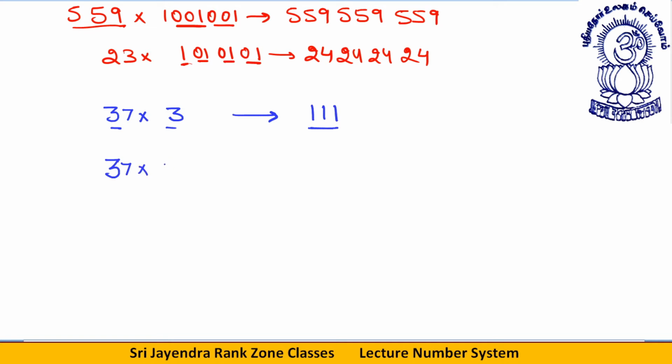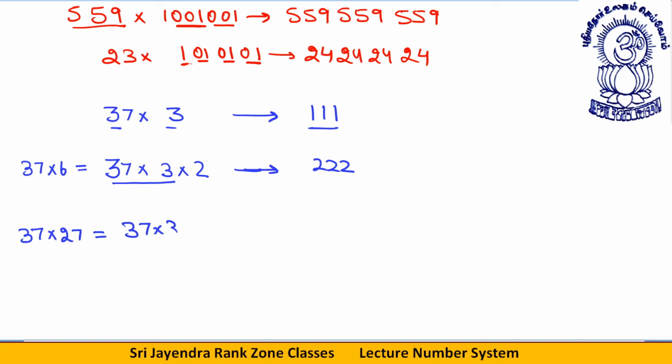37 into 6. It can be read as 37 into 3 into 2. I know this is 111, so this will be 222. Someday if somebody asks me 37 into 27, it will be read as 37 into 3 into 9. What will be my product? 999.